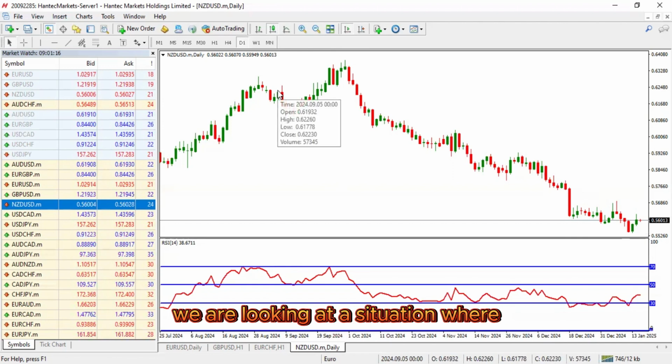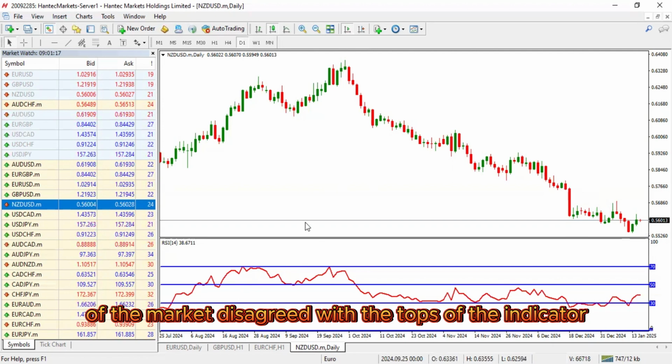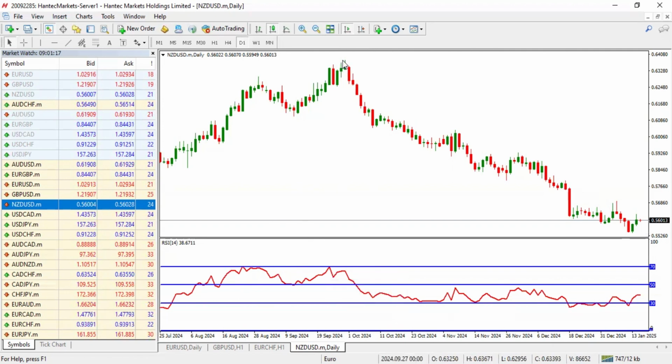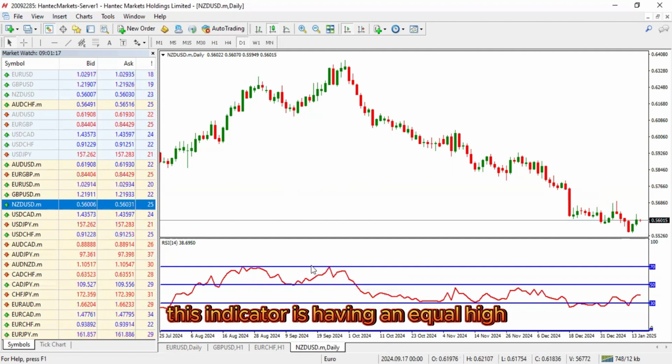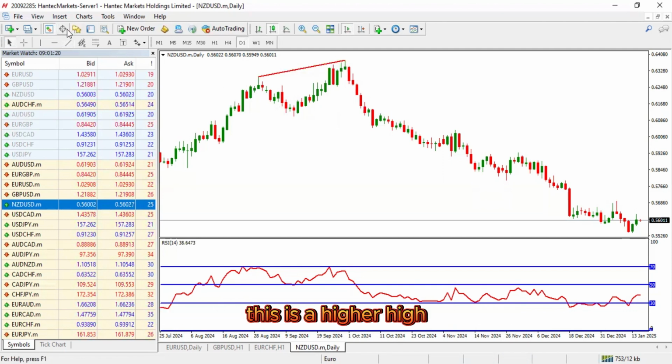We are looking at a situation where the tops of the market disagree with the tops of the indicator. Like in this situation, we have the market printing a high higher than the previous high, and if you look at this, the indicator is having an equal high. So this is a disagreement. You can get that clear by putting a line. This is a higher high, and the indicator created an equal high.